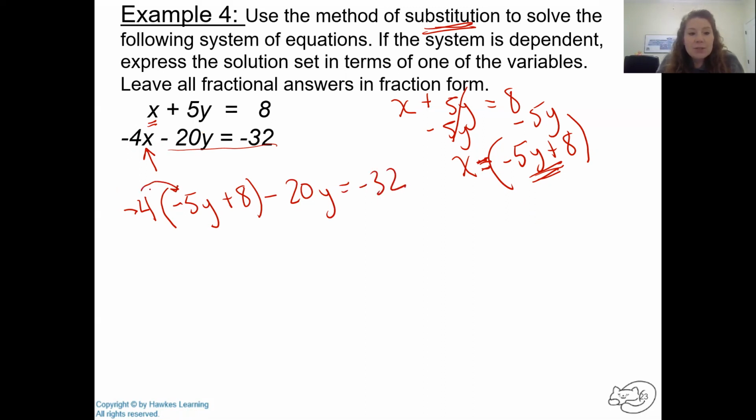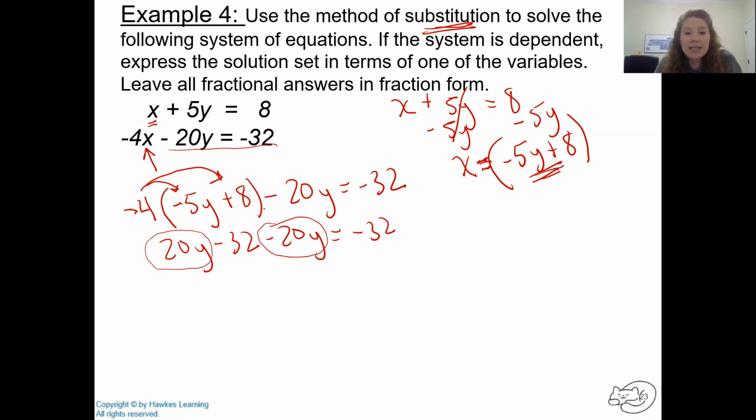I'm going to use the distributive property. Negative times a negative is positive 20y. Negative times plus 8 is -32. Minus 20y equals -32. Are you with me? All I did was distribute. And now I have to combine like terms. Well, 20y minus 20y is 0, right? So my y's cancel each other out. I'm left with -32 is equal to -32. Is that true? Yes, that's true.